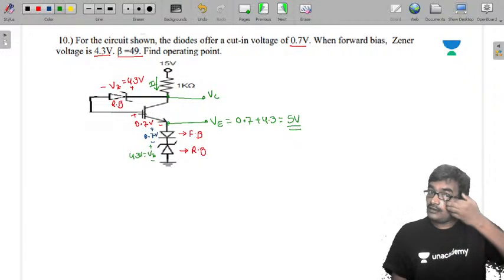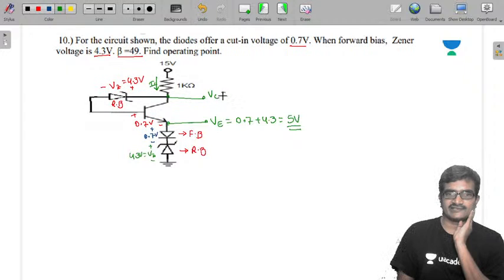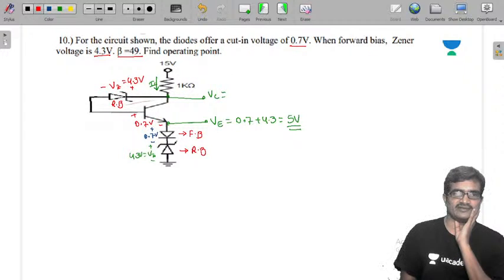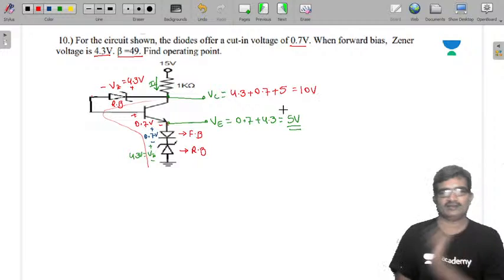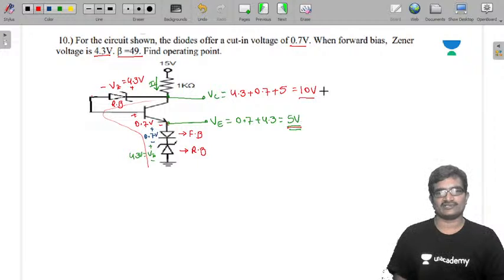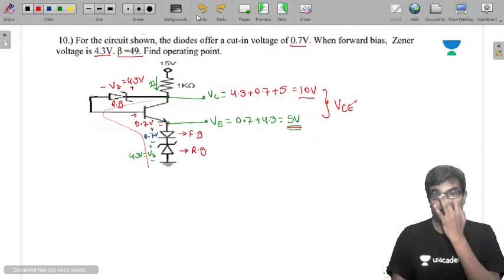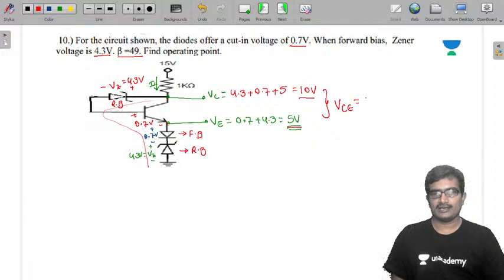Now to get the voltage VC, simple, just apply KVL to this loop. From here to here it is 4.3, plus from here to here 0.7, plus at this point from here to here it is 5 volts. Total it is 10 volts. VC is 10 volts, VE is 5 volts. From this, VCE is 10 minus 5 volts. It is 5 volts.